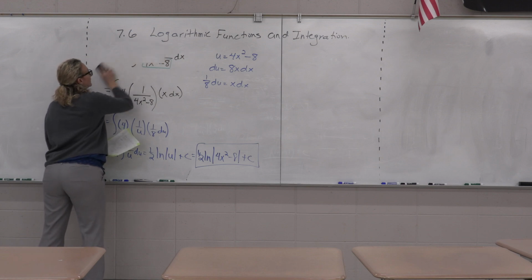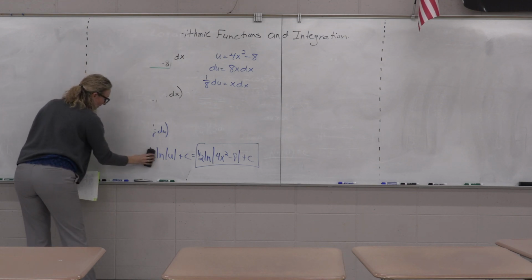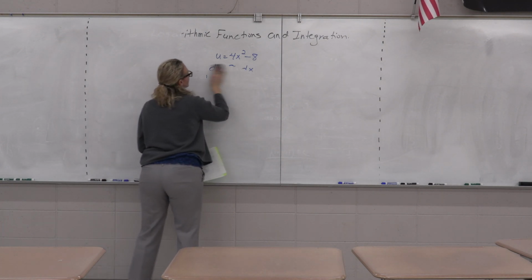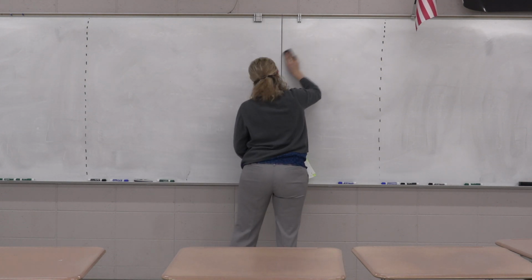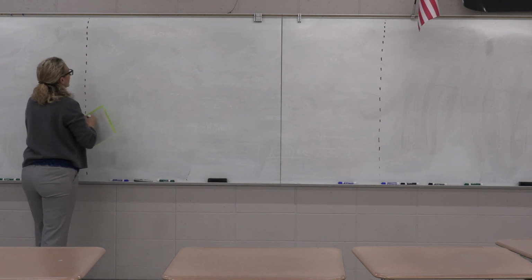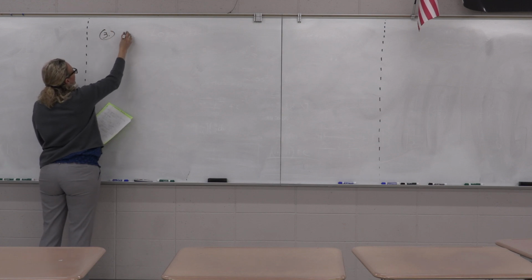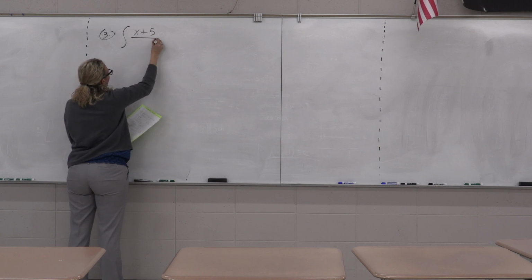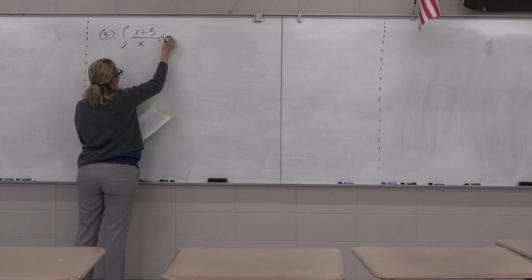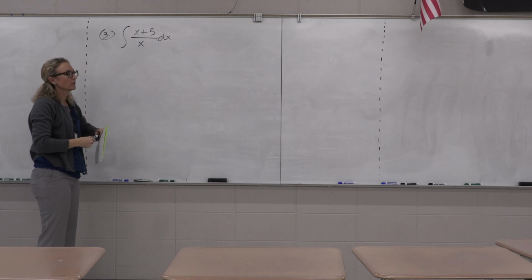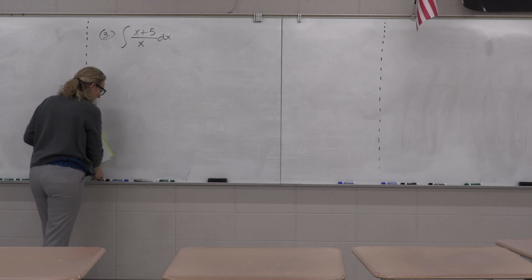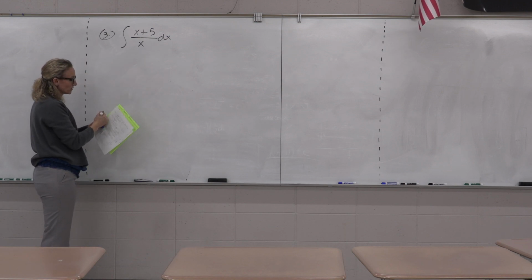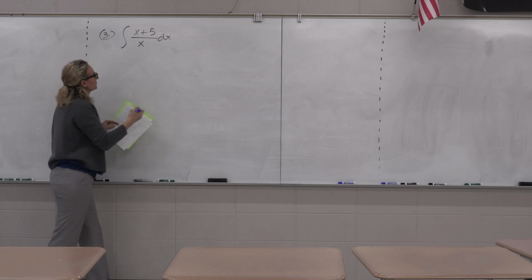Number 3. I can get rid of the title, give me a little more room. Okay, number 3. How about the integral of x plus 5, that quantity divided by x dx? So generally before I jump to the U-substitution, I think about, can I rewrite the original problem to avoid a U-substitution or make it a little bit easier to work with?